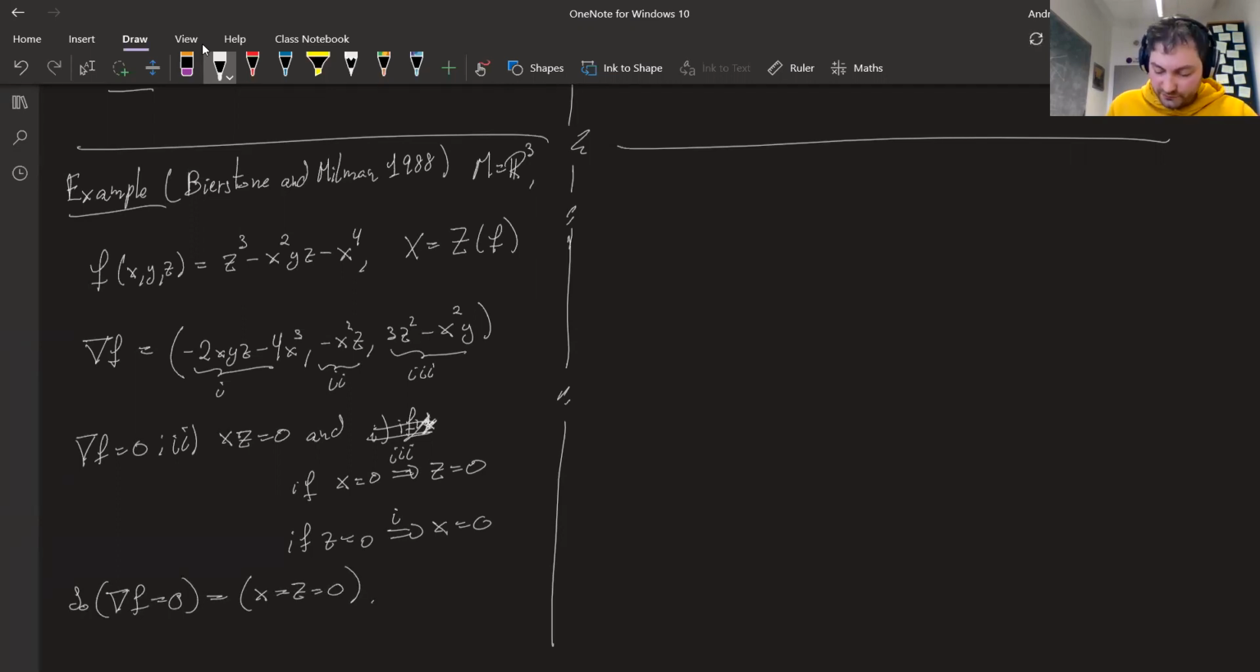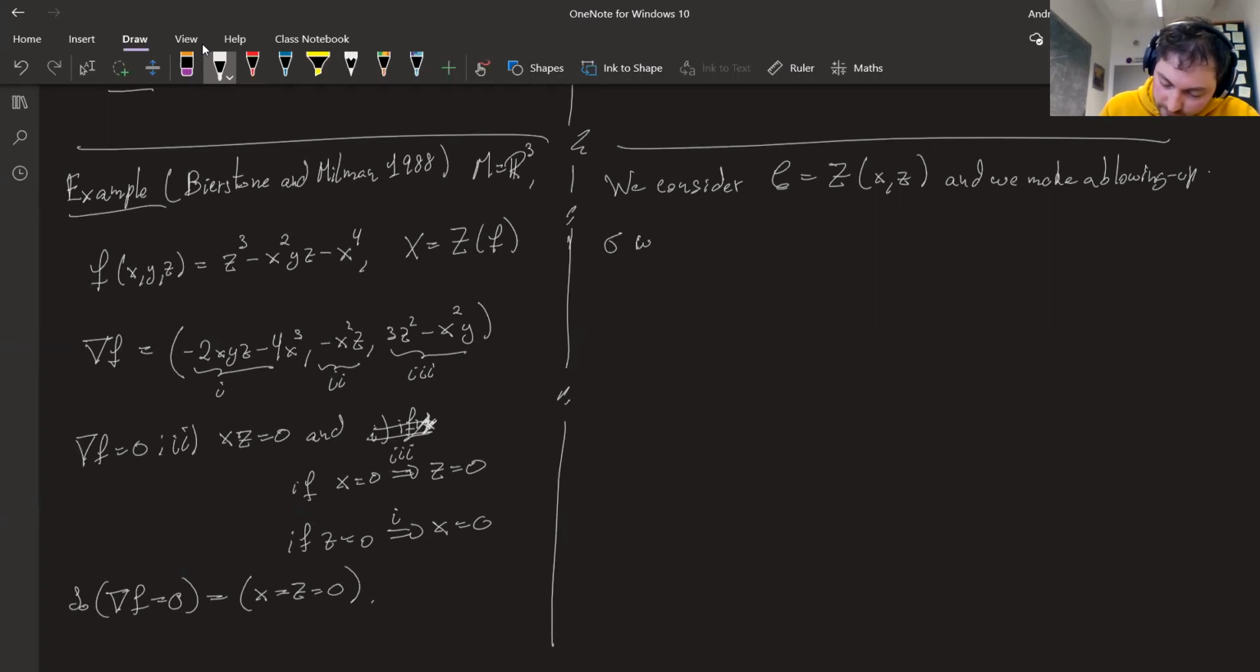So this is the natural center for us to blow up. So we consider C as the zero locus of xz, and we make the blowing up sigma with center C. So we have two charts to consider.